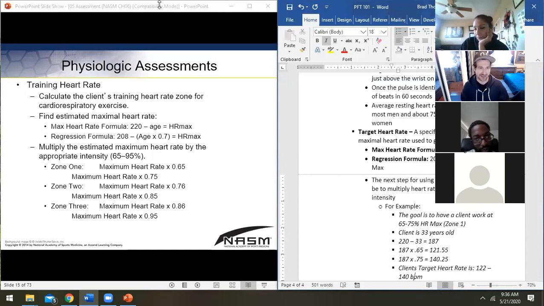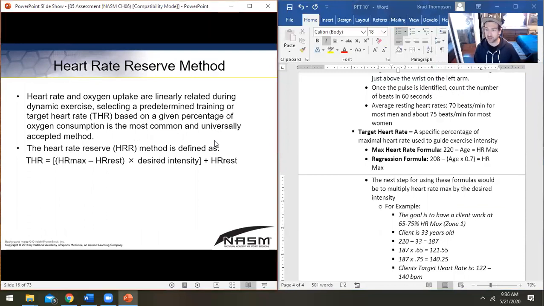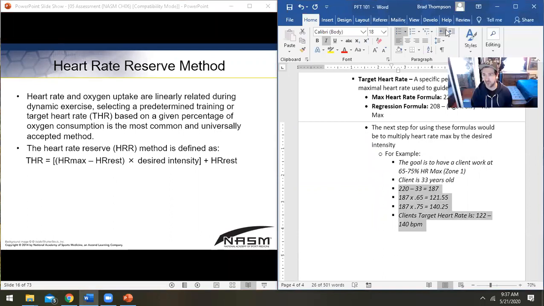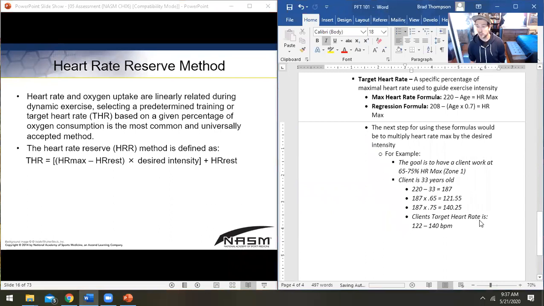It's a lot easier on an actual whiteboard. So that's our general heart rate max target heart rate formula, right? It's not bad, it's pretty good. We got some information here. We want our client to work at zone 1. We know they're 33 years old. So we just took all of this stuff and calculated it out. And there is our client's target heart rate.